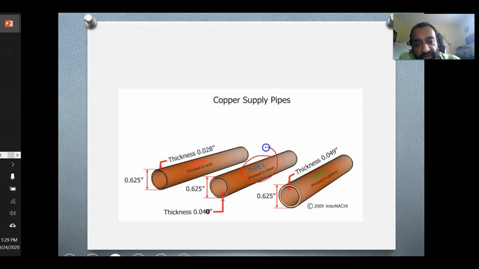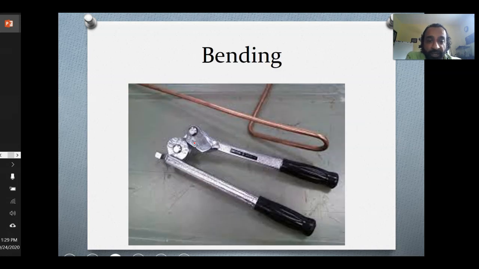So probably it's going to be either L type or M type. M type is cheaper, but it's used mostly for oil lines because oil lines are not pressurized. L type, you might need to use for refrigerant, especially if you're going to do central air with high refrigerant pressure. Okay, so bending, again, there are special tools for bending.